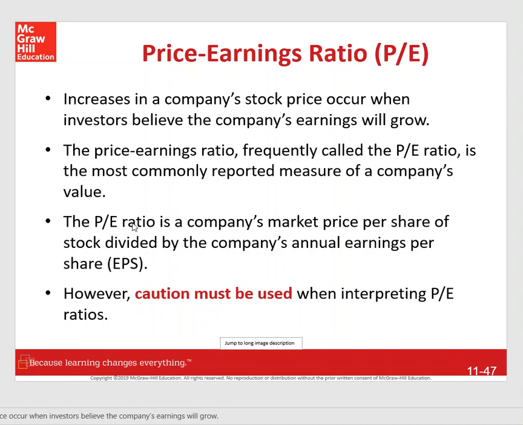And here's why. The PE ratio is a company's market price per share, so the stock price, divided by the company's annual earnings per share. So it tells you how much you're paying, the market price per share, to get a piece of pie, your earnings per share. And then they tell us, however, caution must be used when interpreting PE ratios.